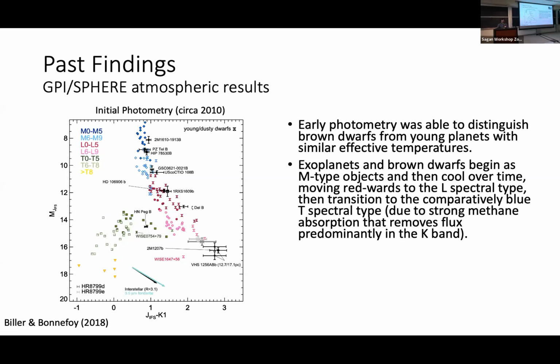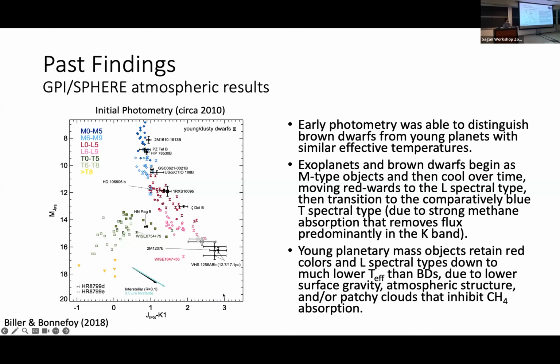And so what we saw in the initial photometry was these high or lower surface gravity young planets were remaining red instead of sort of transitioning blue, likely due to their surface gravity and how it affects the ability to detect methane.